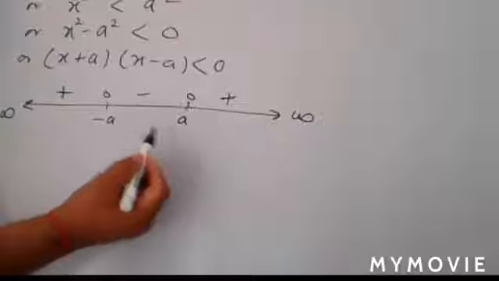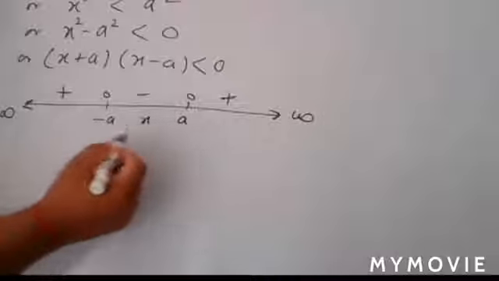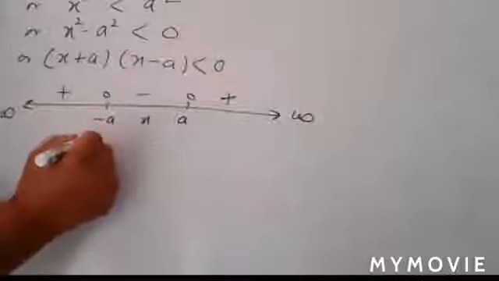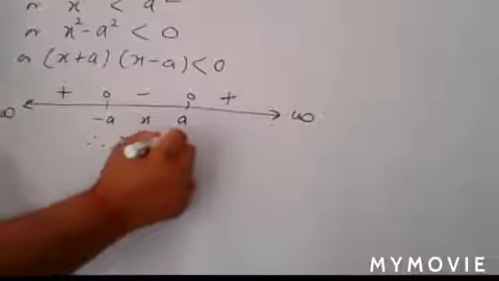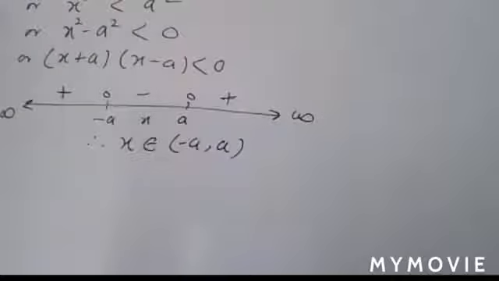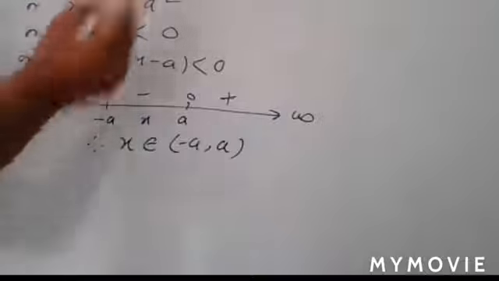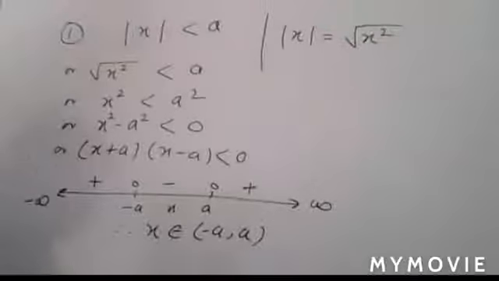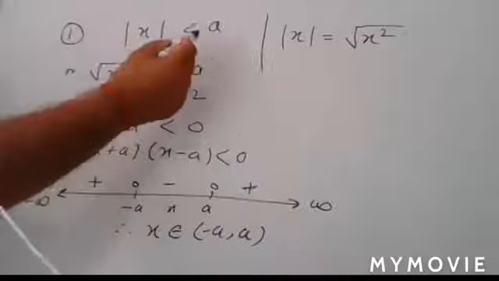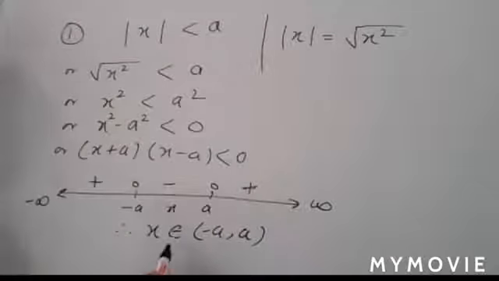So this shows that the value of x lies between minus a and a. From this result you can say x belongs to the open interval minus a to a. Here what is given? Mod of x is less than a, then x belongs to minus a to a. You have the result like that.